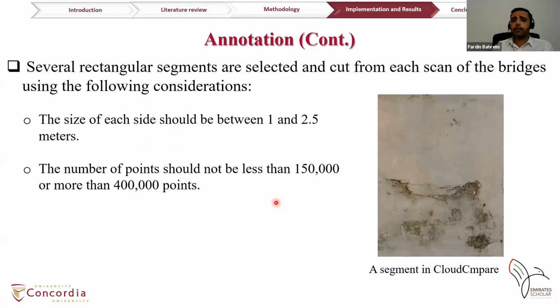Several rectangular segments are selected and cut from each scan of the bridge using the following considerations. The size of each segment should be between 1 and 2.5 meters, and the number of points should not be less than 150,000 or more than 400,000 points. This is the figure of a segment in CloudCompare software.